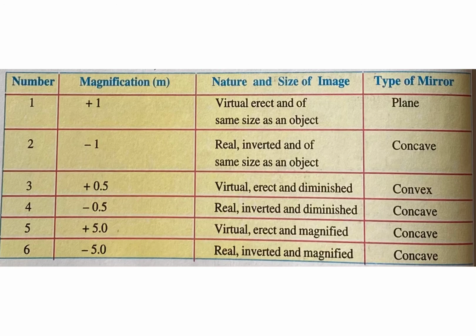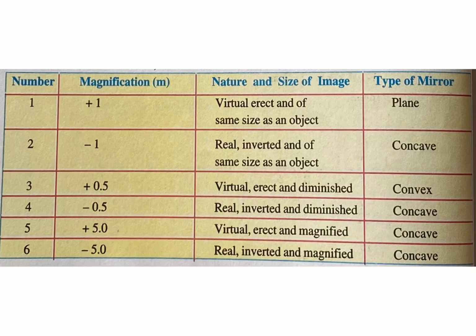Now the fifth one, +5. The plus sign indicates a virtual and erect image, and 5 is greater than 1. So if m is greater than 1, a magnified image is obtained. So the image is virtual, erect and magnified. And the only mirror which gives this image is a concave mirror, and this is the only case in which a concave mirror is giving a virtual image, that is, virtual, erect and magnified.